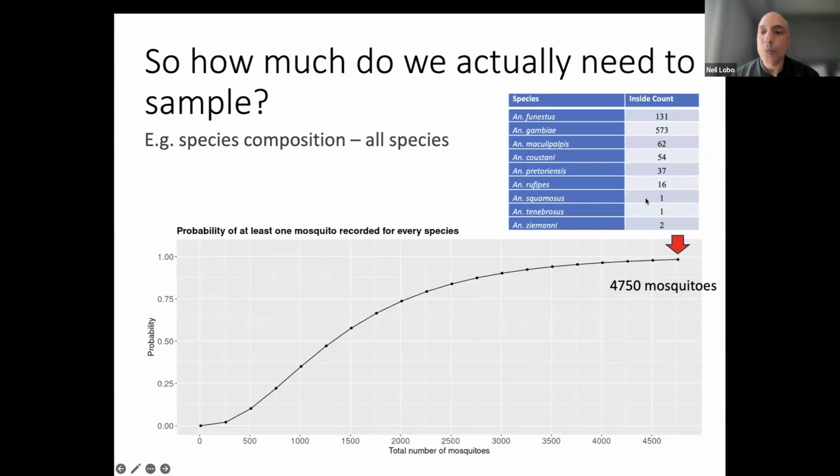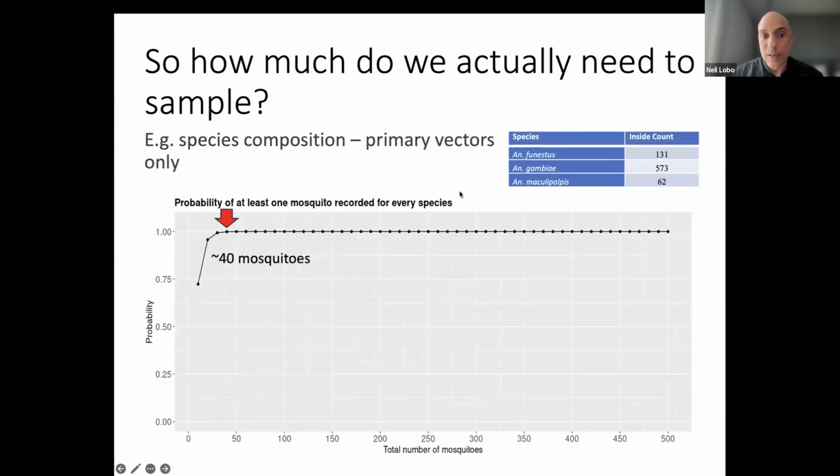And we want to collect at least 1 Anopheles squamosus to say it's there or not there. We would have to collect at least 4,750 mosquitoes. And this is just statistics. So this way, it's a lot of mosquitoes.